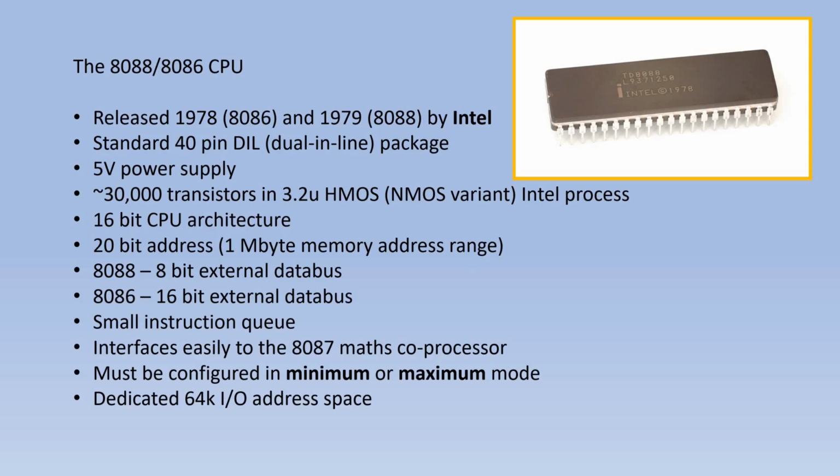Just for comparison, nowadays the process node is down to about 14 nanometer, even 10 nanometer cutting edge processes. So it's quite a long time ago. And Intel call this HMOS. HMOS is a variation of NMOS. In NMOS the design is based on N-channel MOSFETs, compared to CMOS, in which the design is based on both N and P channel MOSFETs.